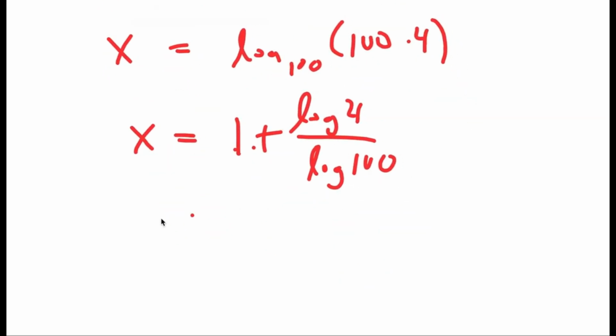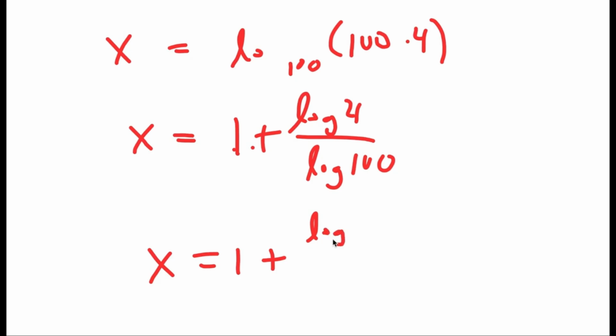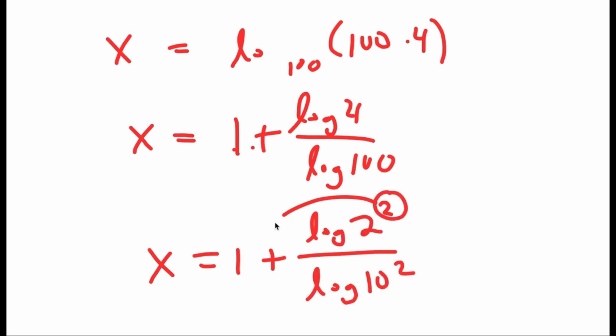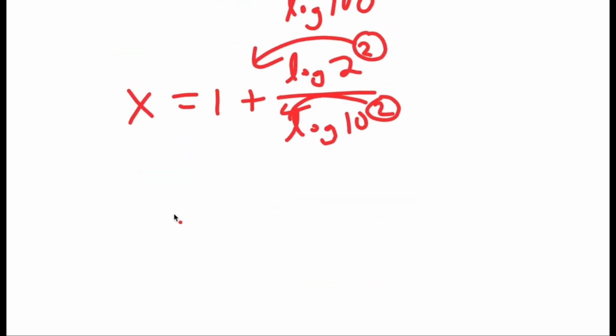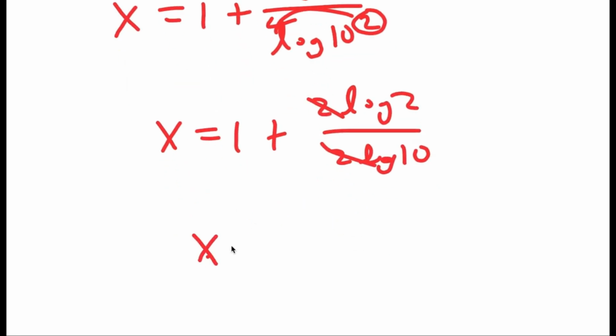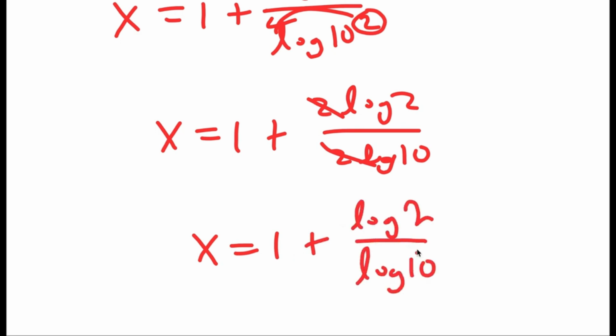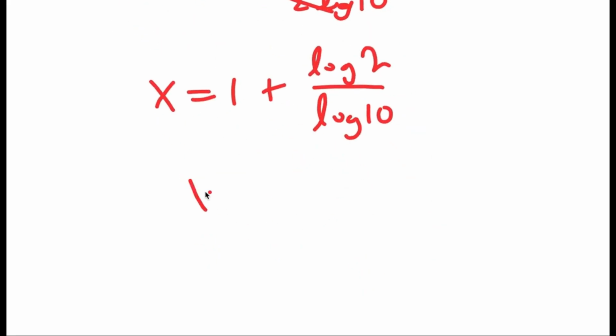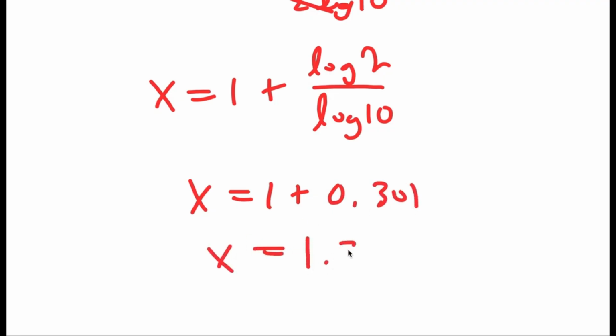Now log of 4 is the same thing as log of 2 squared, and log of 100 is the same thing as log of 10 squared. So I can move the 2 to the front and the 2 to the front over here. So I get x is equal to 1 plus 2 log 2 over 2 log 10. These two cancel out, so I get x is equal to 1 plus log 2 over log 10, which is equal to 1 plus 0.301. So x is equal to 1.301.